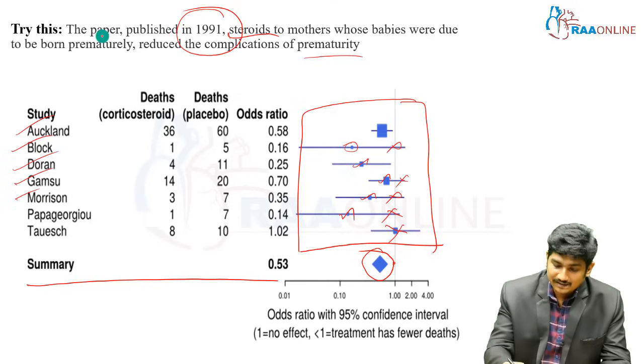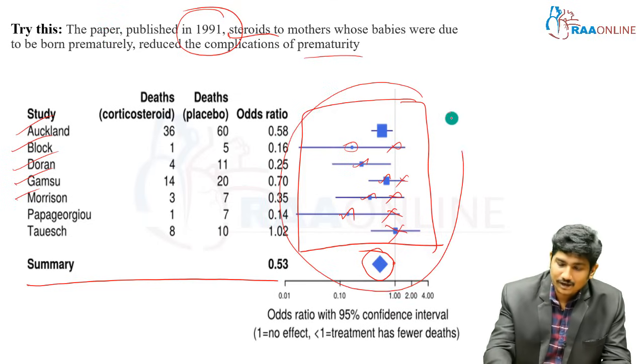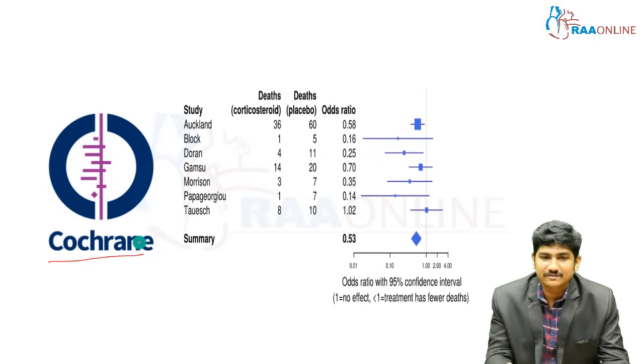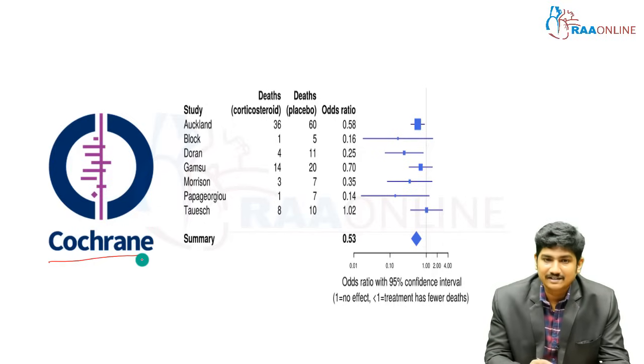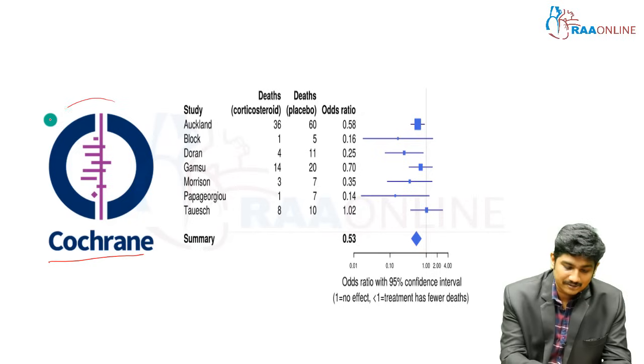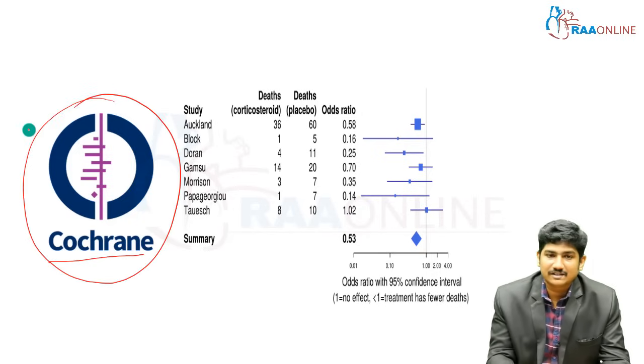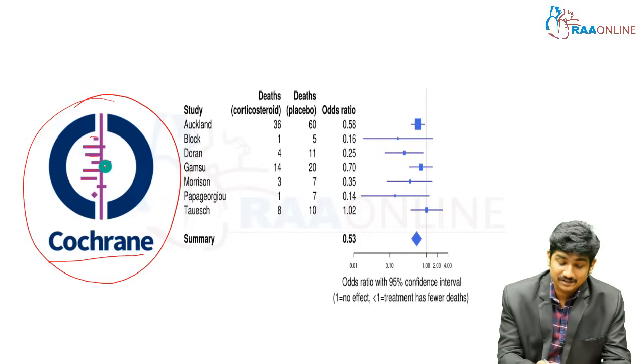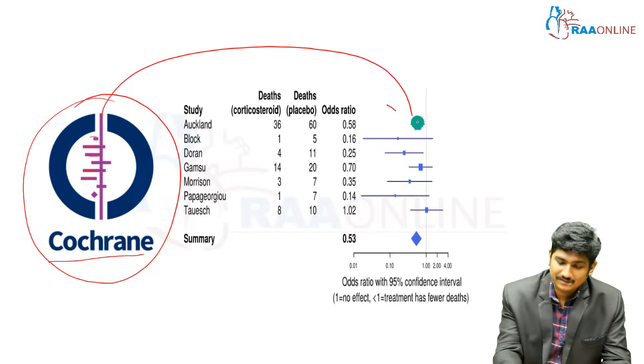Okay, so just remember this forest plot, how it looks. Okay, so this is a symbol of the world famous Cochrane review systems, and in that world famous Cochrane symbol you will see something inside like a dot, dot, dash, and a horizontal line, right? Vertical lines and a horizontal line. This is nothing but the forest plot.